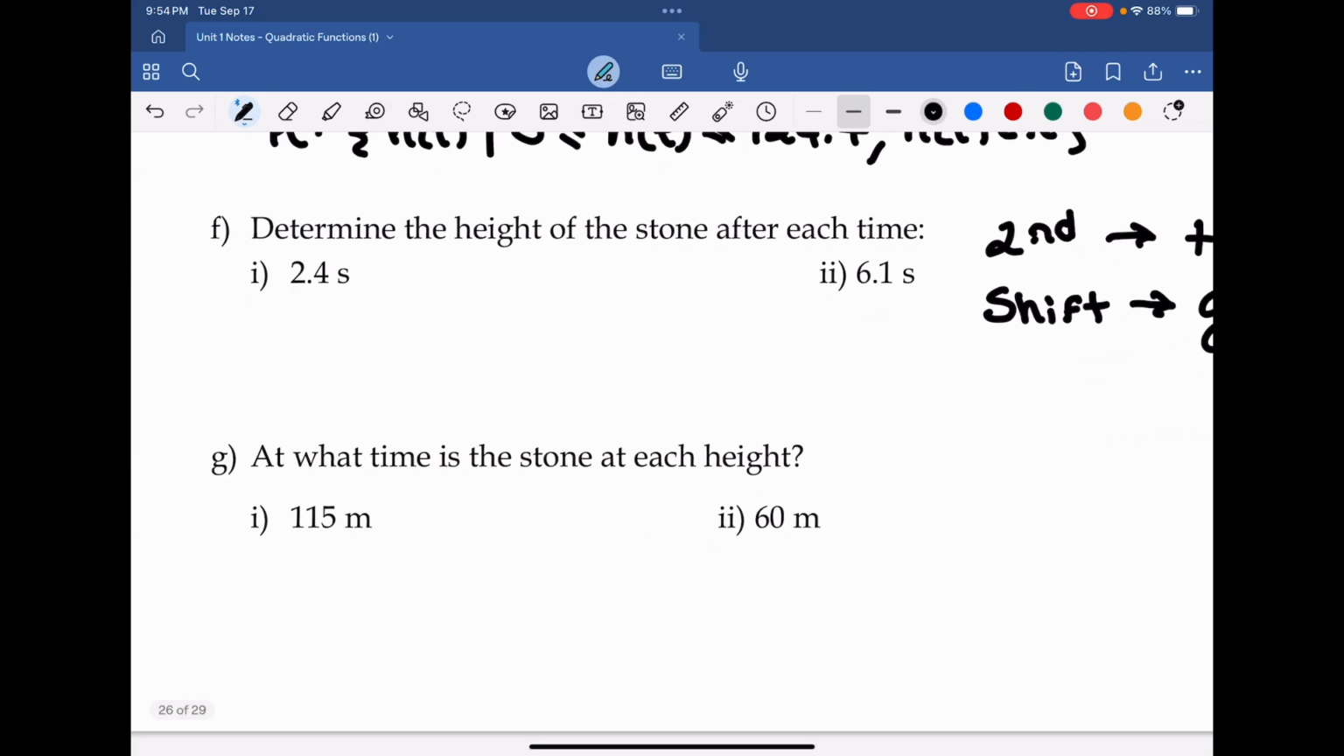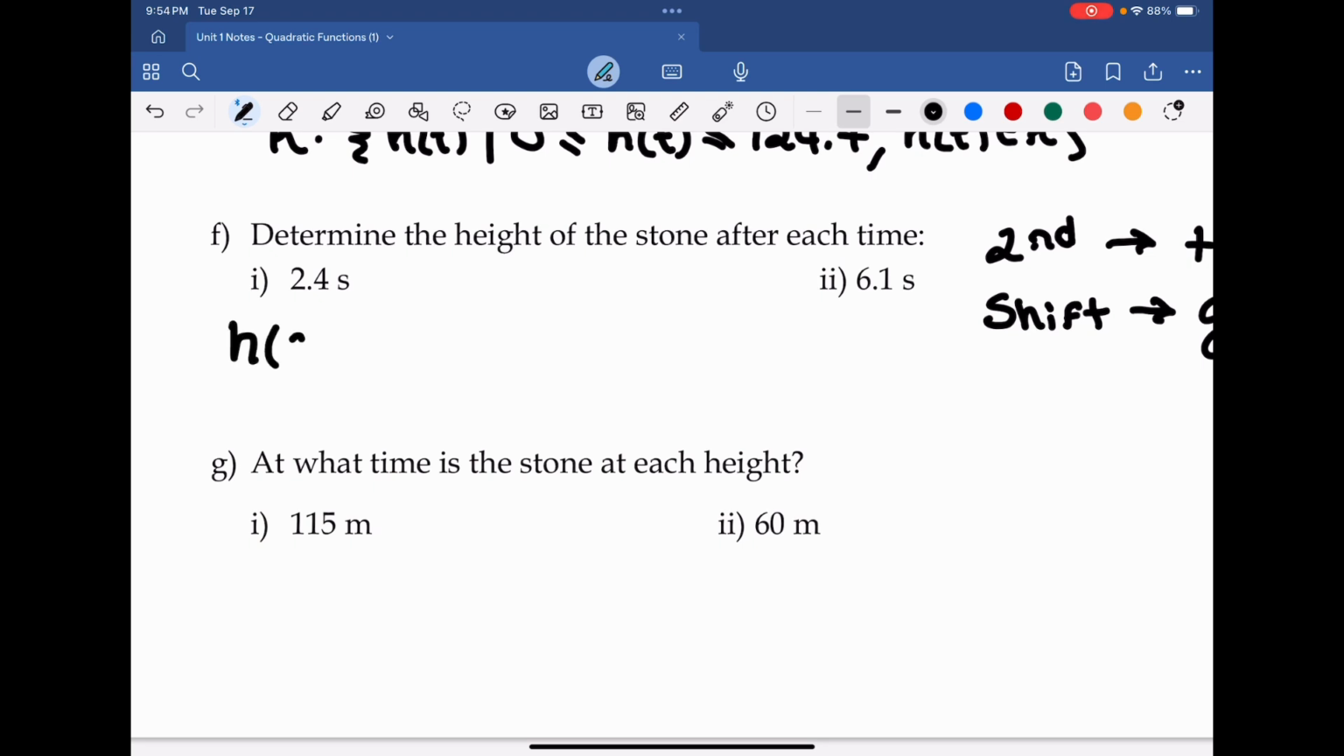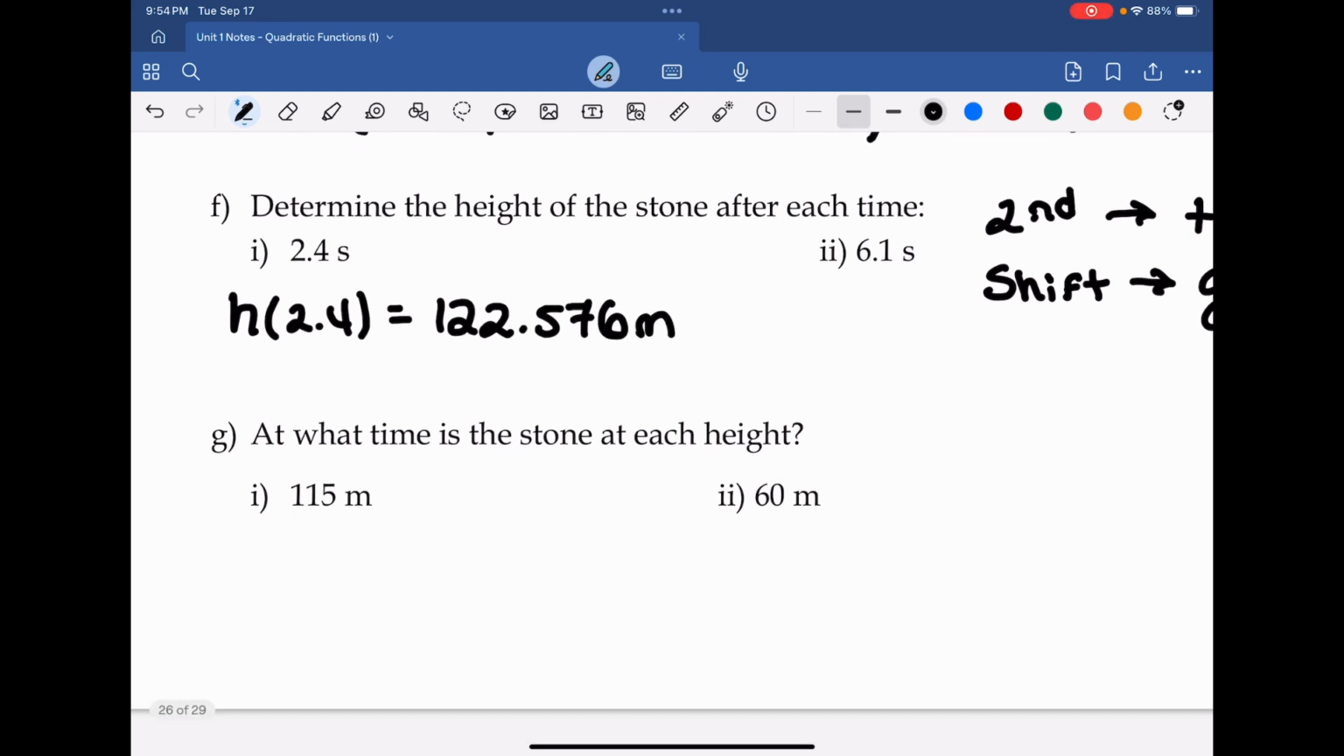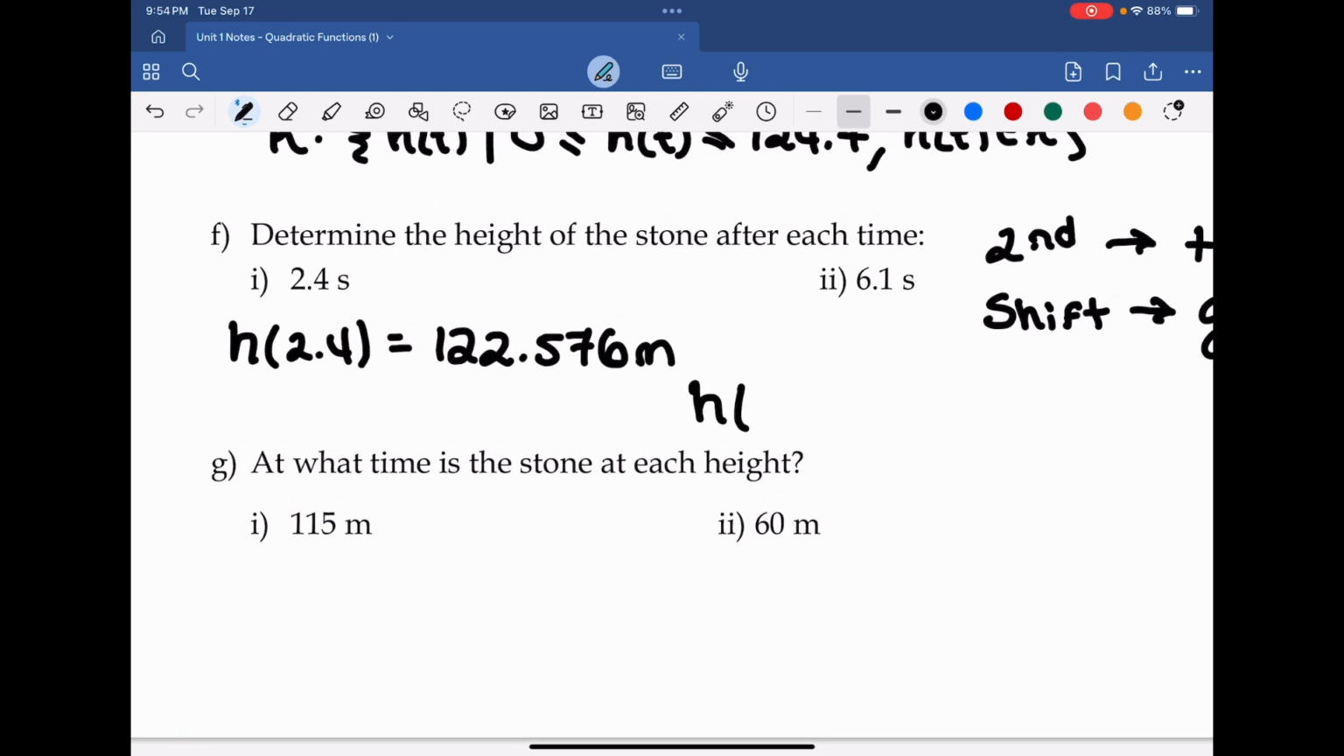Now, what you should find is the following. The height at 2.4 seconds is equal to, actually I'm going to hold on to a couple decimal places here, 122.576 meters in the air. And then for when it's 6.1, you'll end up getting a height equal to 31.371. Again, they'll typically ask you to round to specific digits when you solve these, but we're okay to hold on to a couple.